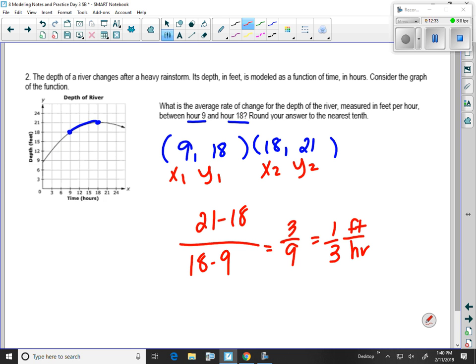The depth of the river is increasing. How do I know it's increasing? It's a positive slope, right? It's increasing by 1 foot every 3 hours. Does that make sense? Okay, make a little note of that. I should say the depth.